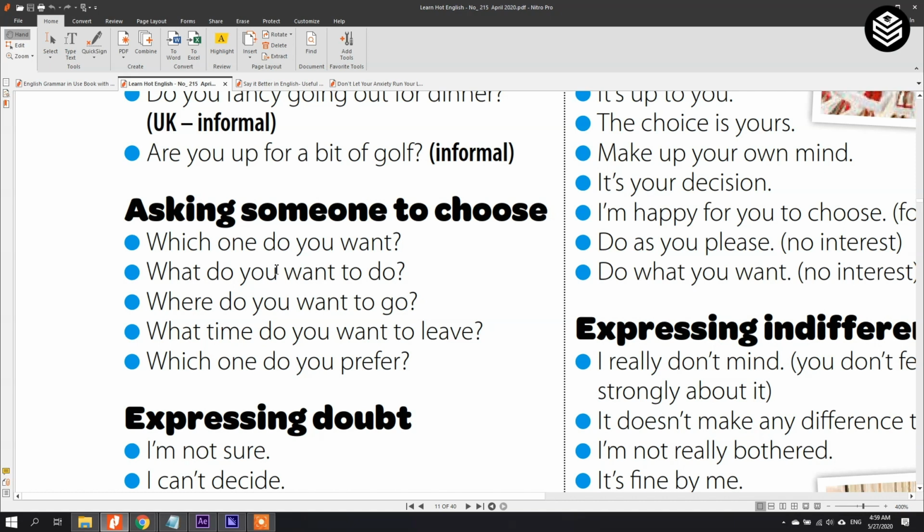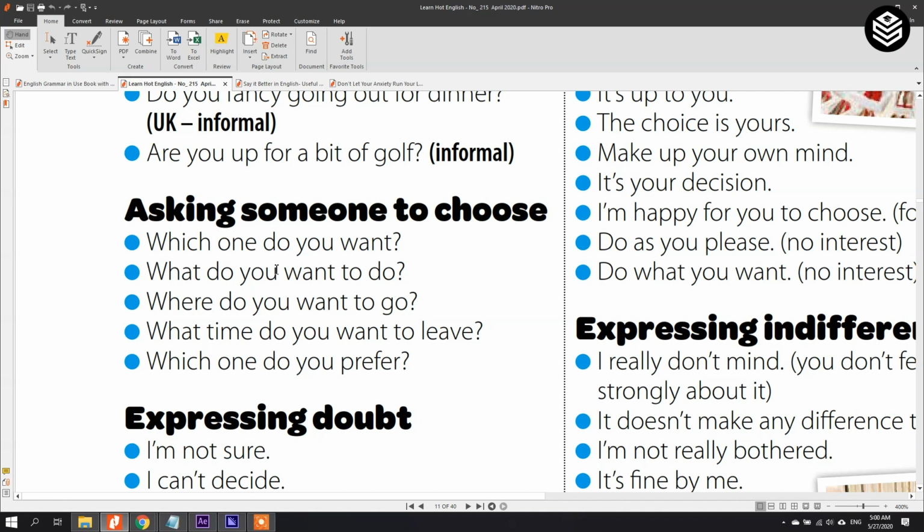The fourth one, what time do you want to leave? Asking about the time. For example, what time do you want to leave? Because maybe you are in a hurry, but you see your friend is not willing to leave. He doesn't show any sign of leaving. So asking, what time do you want to leave? So he will say, okay, 5 minutes, in 30 minutes, in an hour. So asking about his decision.